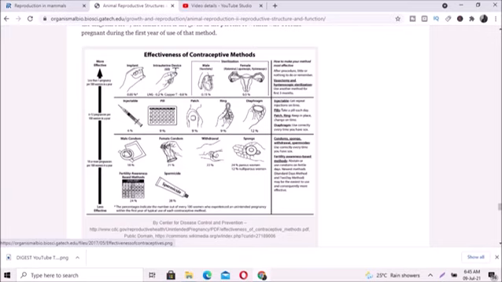Barrier method is one, and it includes the use of condom, cervical caps, and diaphragms. It blocks sperm from entering the uterus, preventing fertilization. Spermicides are chemicals that are placed in the vagina that kill sperm. Sponges, which are saturated with spermicides, are placed in the vagina at the cervical opening. Combinations of spermicidal chemicals and barrier methods achieve lower failure rates than do the methods when used separately.